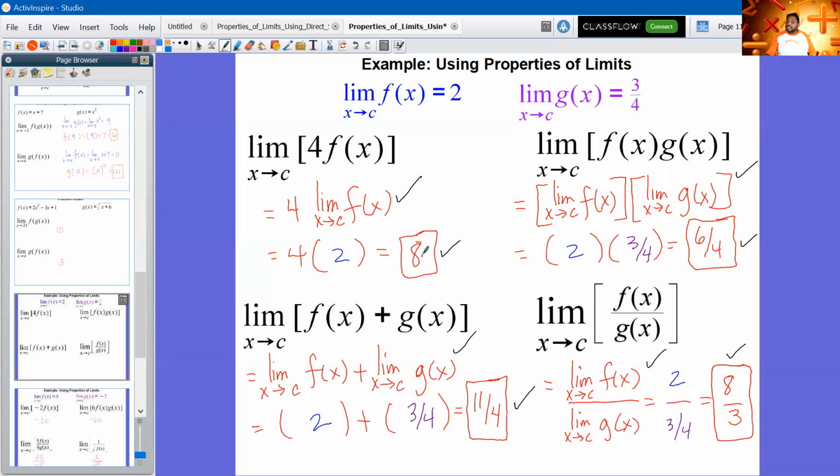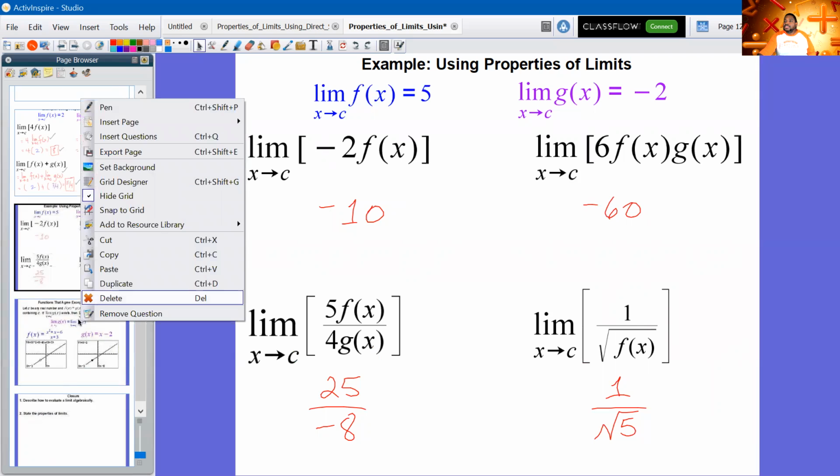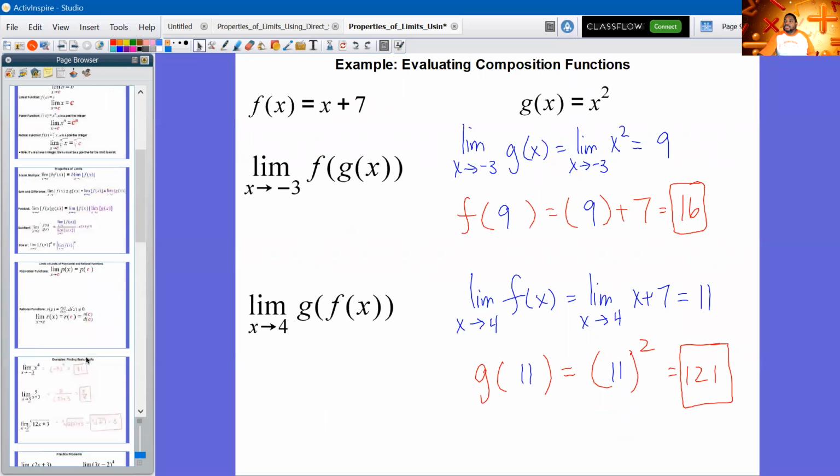So if you understand how to do this example, you should be able to do these. And again, I have the answers or the responses that I got written here of how I worked it. So your objective is to show the work that will lead to the answer. Okay. And that is all for direct substitution.